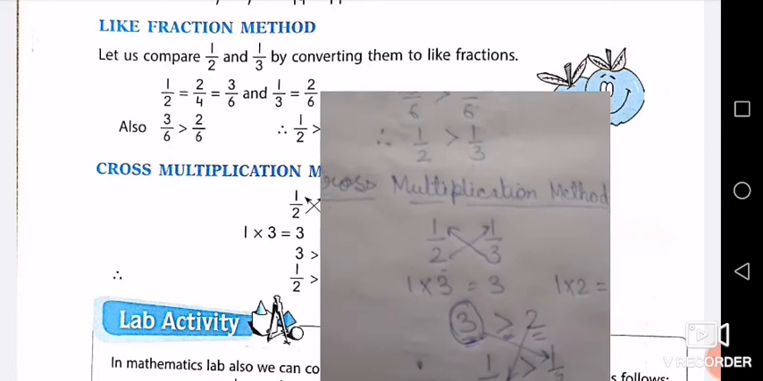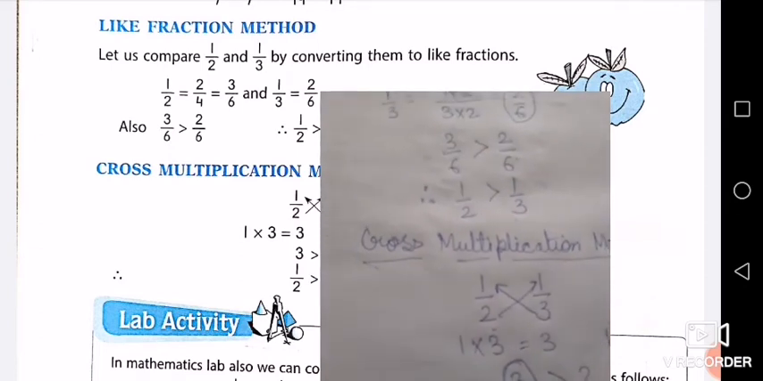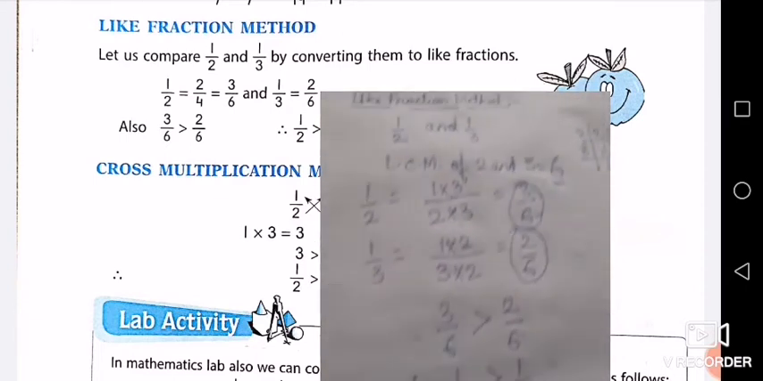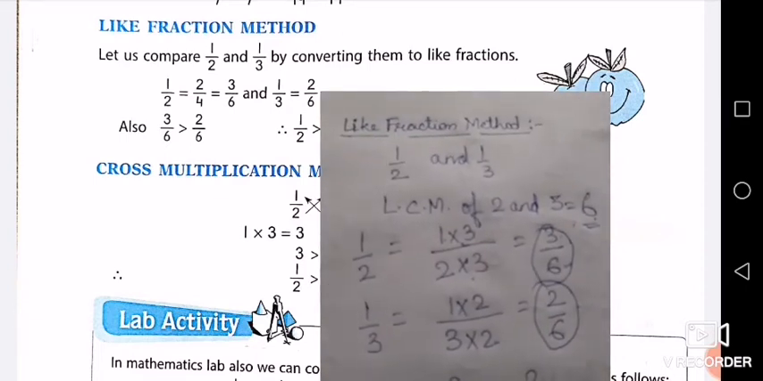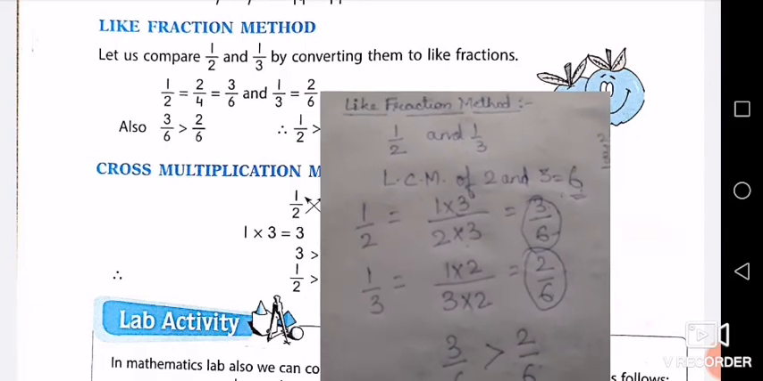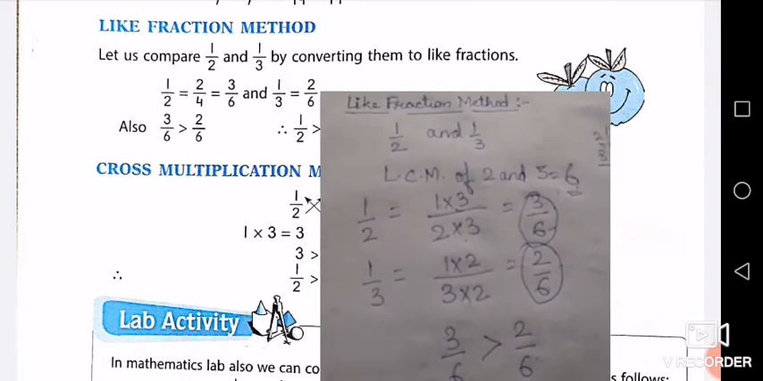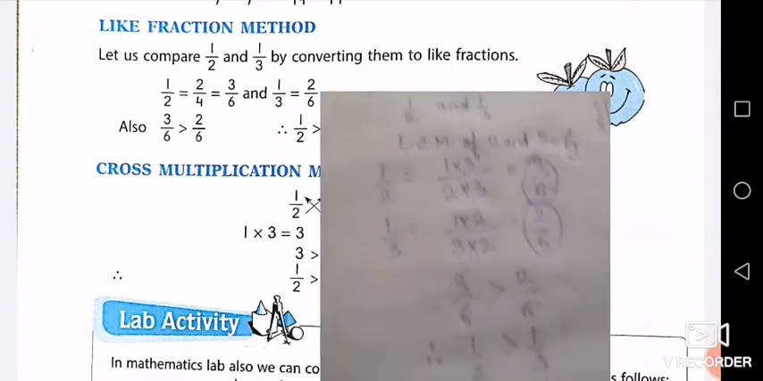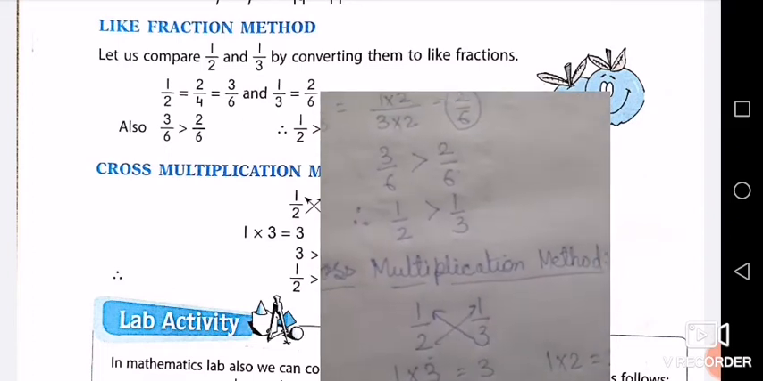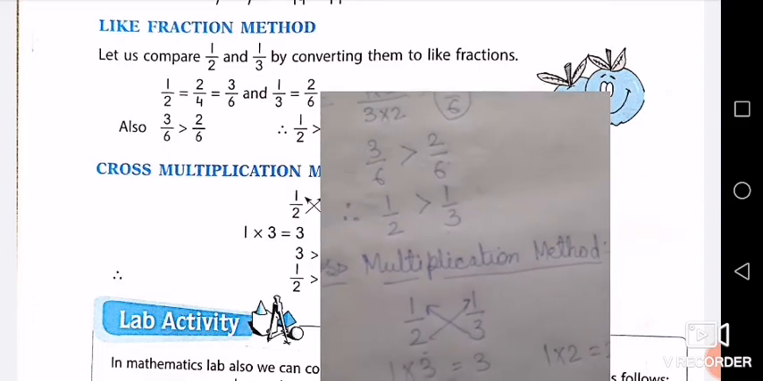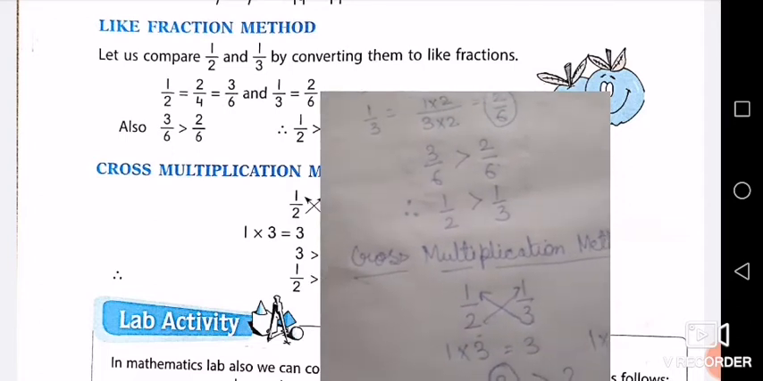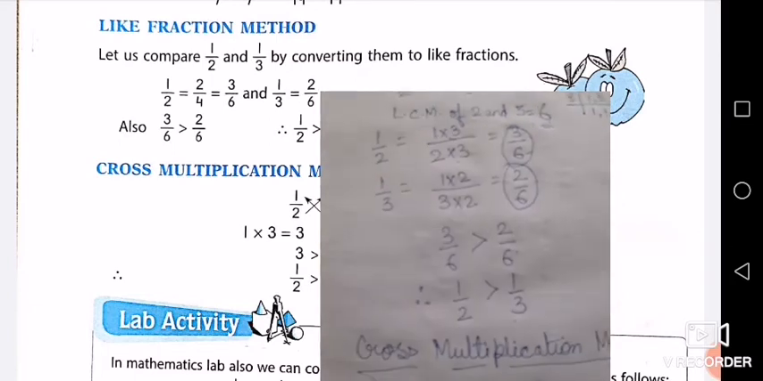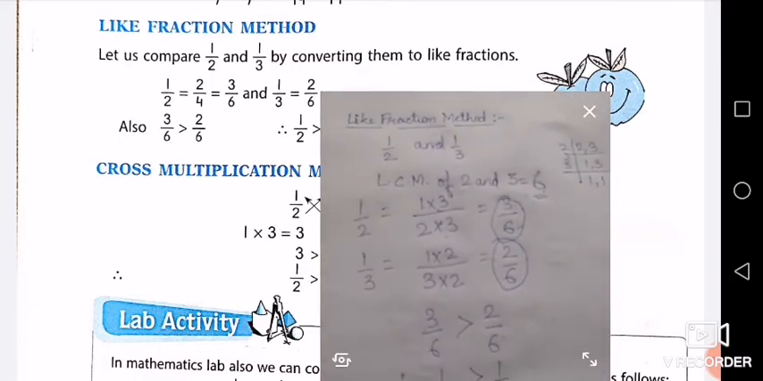You can opt for any one of the methods. You can opt either for the like fraction method or the cross multiplication method. I hope both the methods are clear to you all. This like fraction method you have done in your earlier classes also. So if you find it easier, then you can opt for this like fraction method, or you can opt for the cross multiplication method. If you are getting confused in the cross multiplication method, then you can opt for the like fraction method only. Fine. I hope both of these methods will be clear to you all.